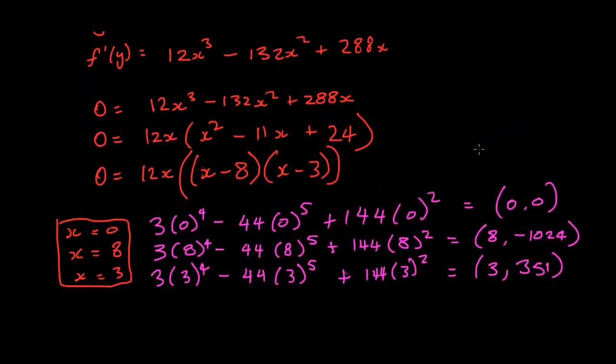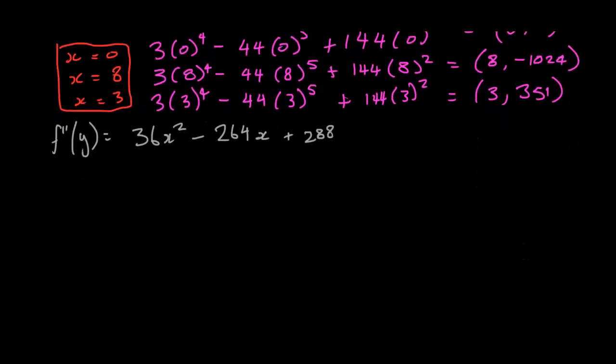So here we go. I'm just going to use another color, perhaps grey. So f double dash x equals, because I'm just differentiating this, 36x squared minus 264x plus 288.